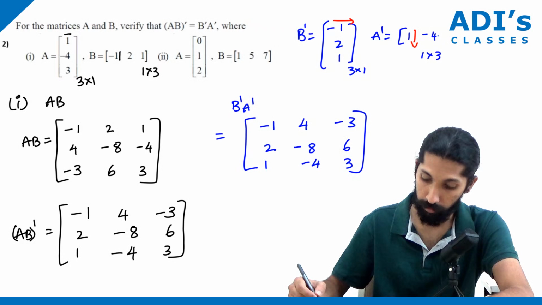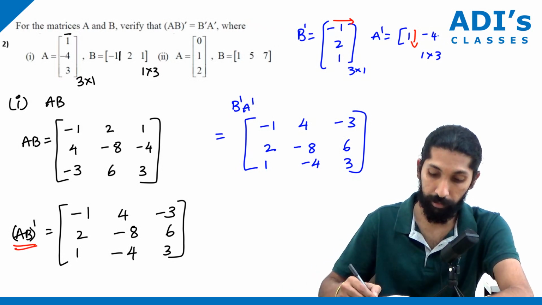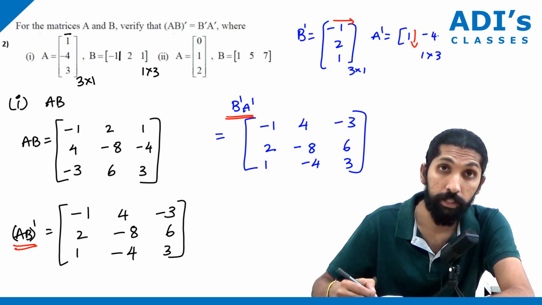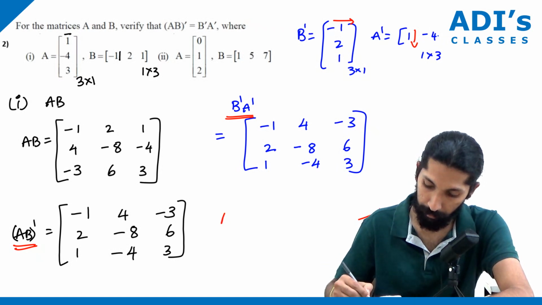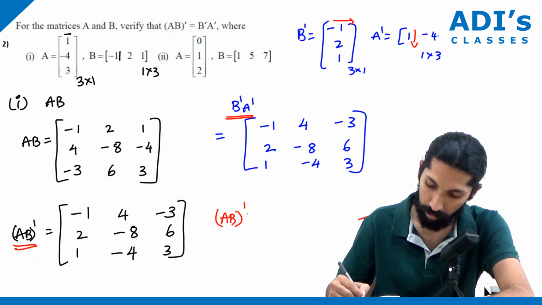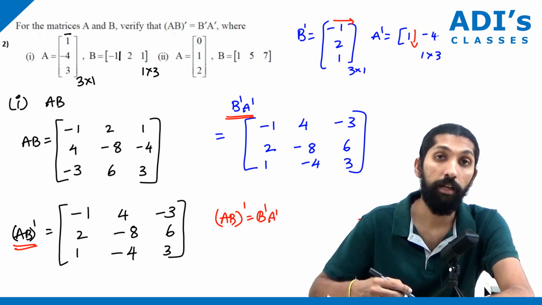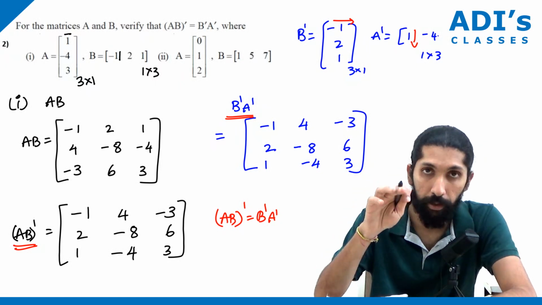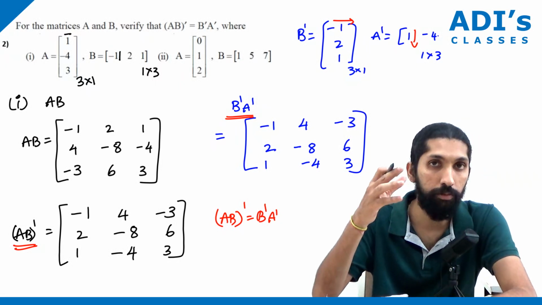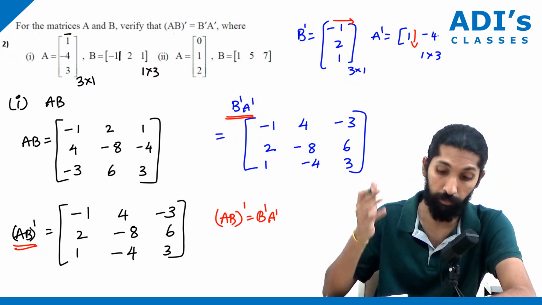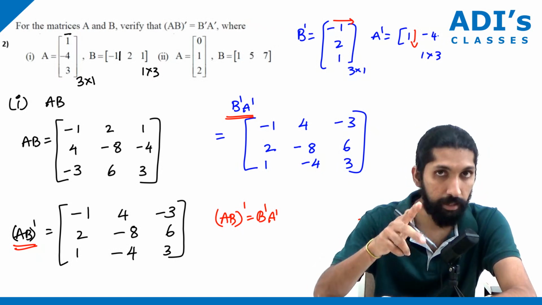But if you look at this one, see the LHS part, AB whole transpose, and look at B transpose into A transpose, both are one and the same. So we can conclude saying that AB whole transpose is B transpose into A transpose. Alright, this is the proof. They might ask you to prove it generally, or they can ask you with a matrix like what we have here. Fair enough?